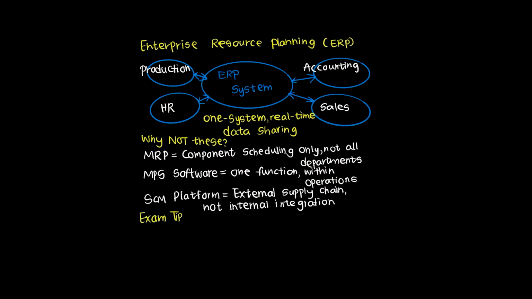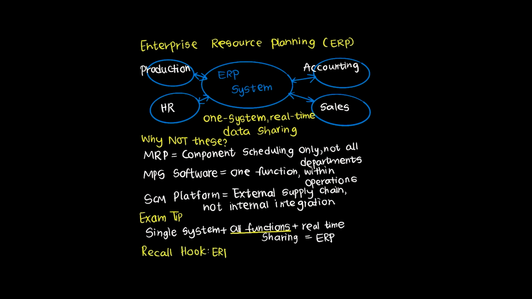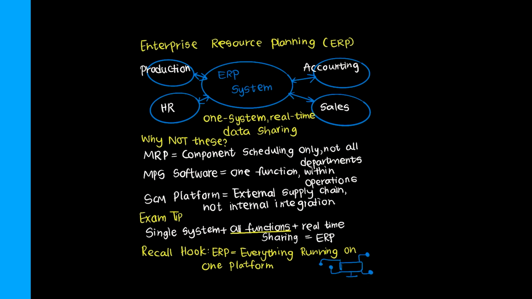Here's a WGU C215 OA exam tip for you. When the question says single integrated system, connects all business functions, or real-time data sharing across departments, that is ERP. Quick recall hook. ERP equals everything running on one platform.